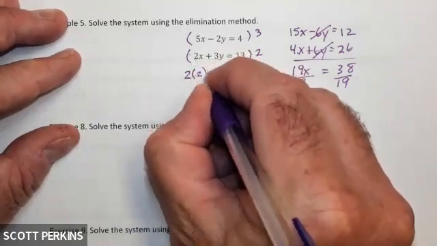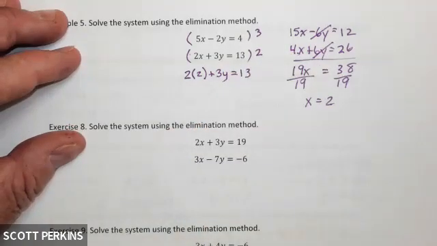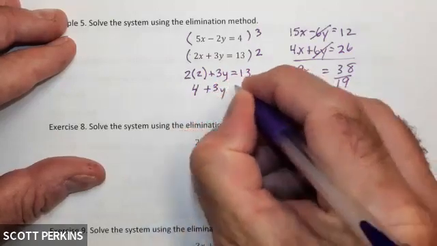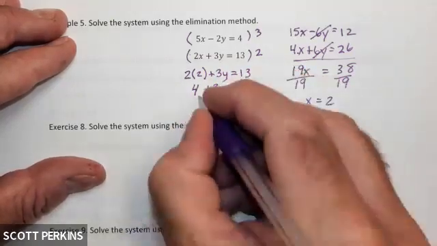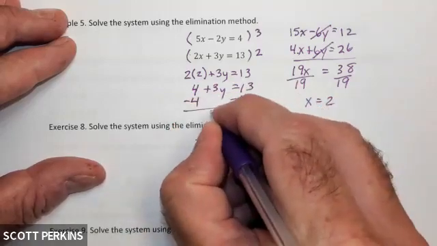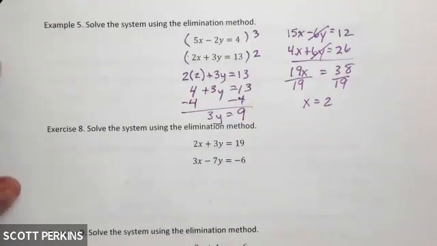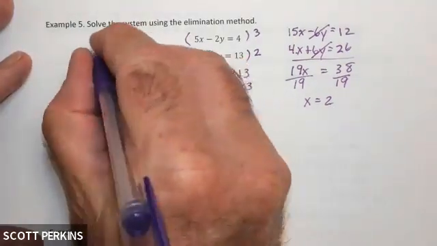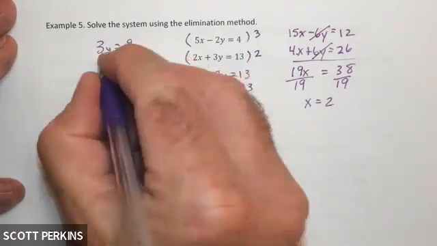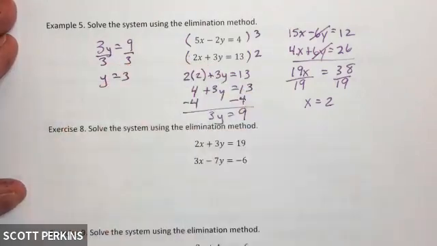So 2 times 2 plus 3y equals 13. 2 times 2 is 4. Subtract the 4, and I get 3y is equal to 13 minus 4, or 9. I've run out of room, clearly, so I'm just going to go over here to the left to finish this up and divide by 3. And we get the y value is 3.